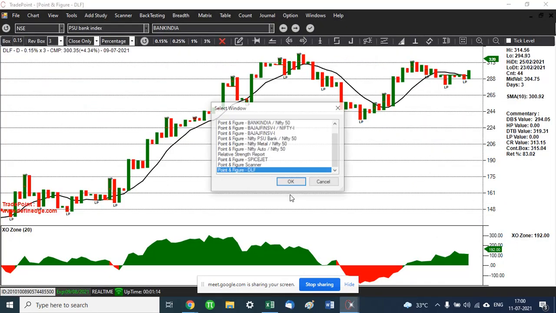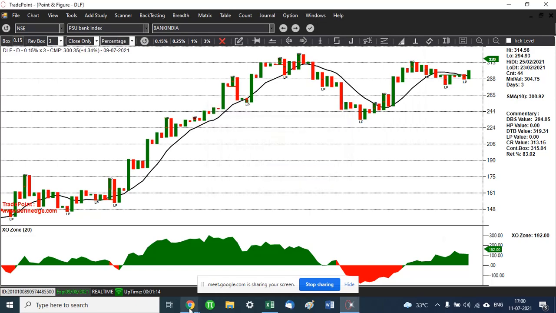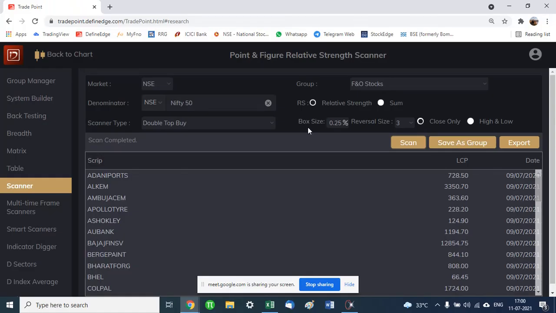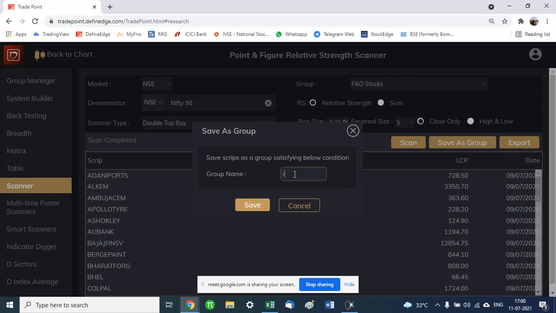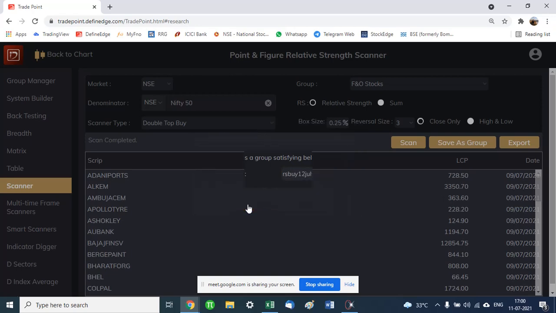Yeah. So now just coming back to what I was talking about, the scan must have completed by now. So it has generated a report for us of all the stocks that are giving a double top buy on the ratio chart against the Nifty on a daily time frame. Now we can save this as a group. Supposing we save this as relative strength by 12th July. Okay, we save it. So these are the bullish stocks.